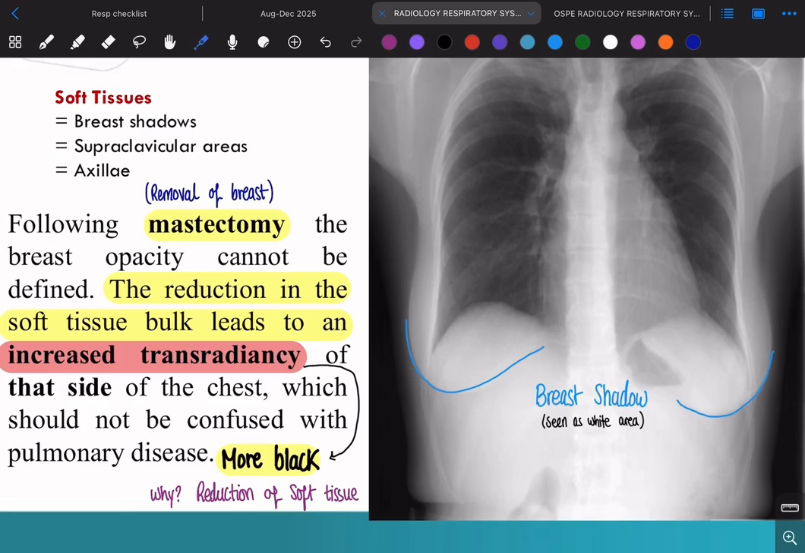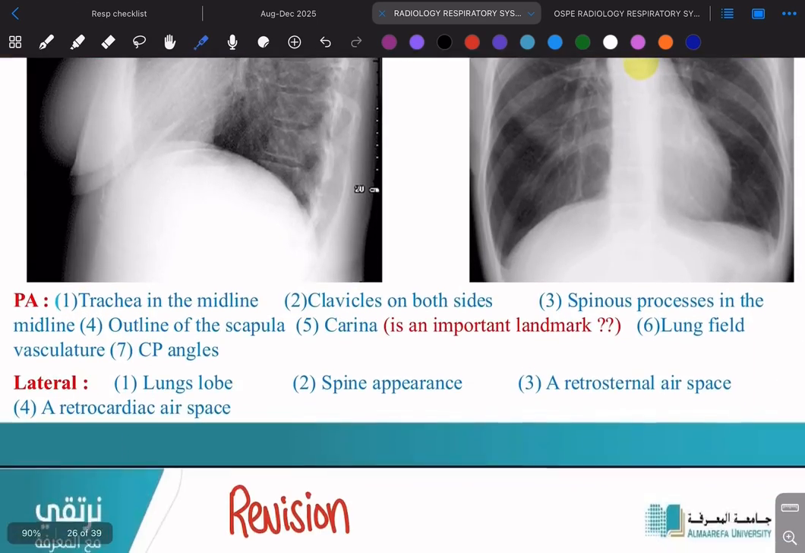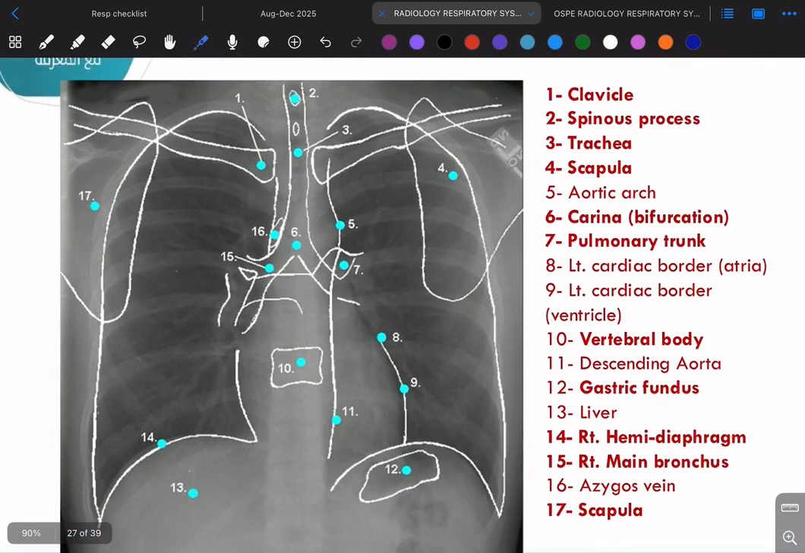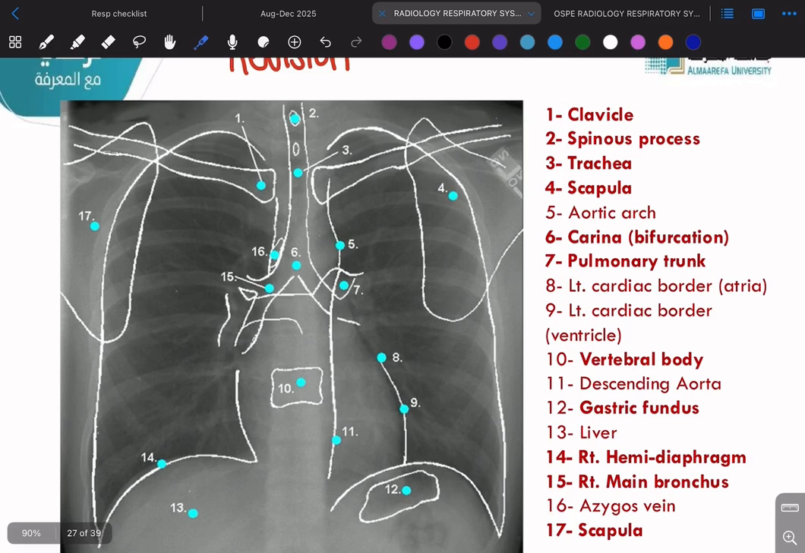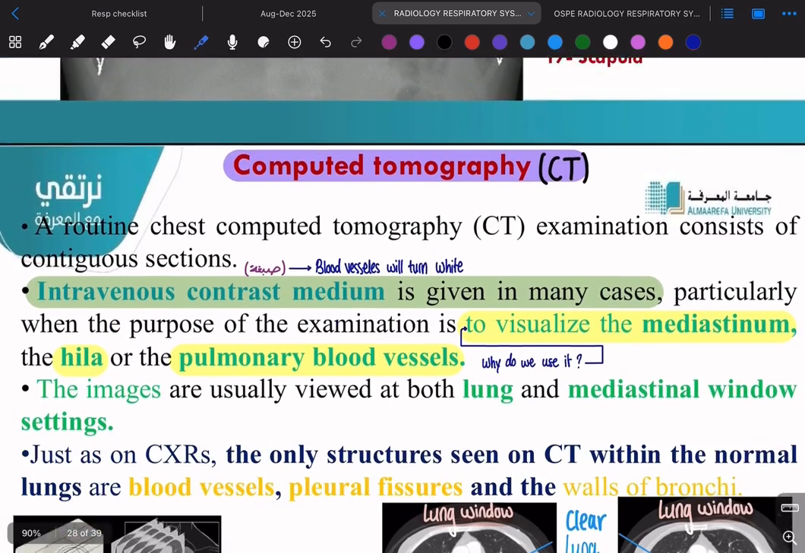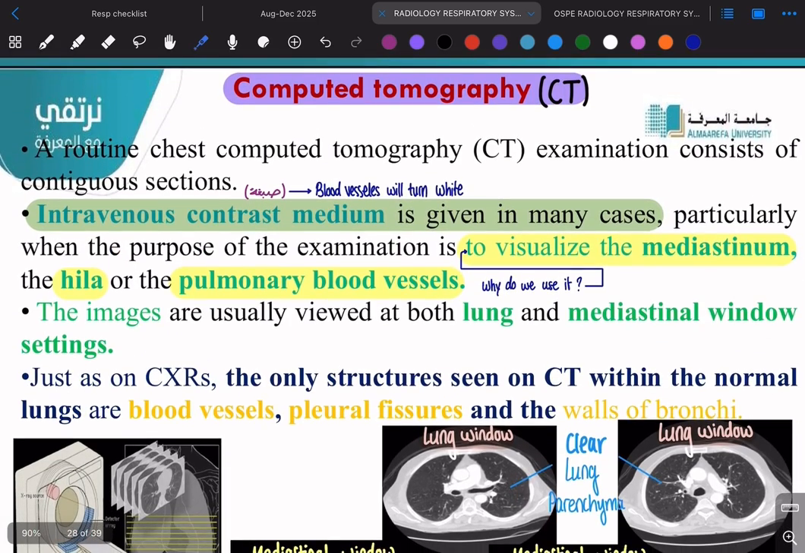Okay? So now we're done with everything to do with the X-ray. These 2 slides are for revision. You can use them for revision. Not everything here has to be known. Just use them for revision. Okay? Now let's move to the CT.